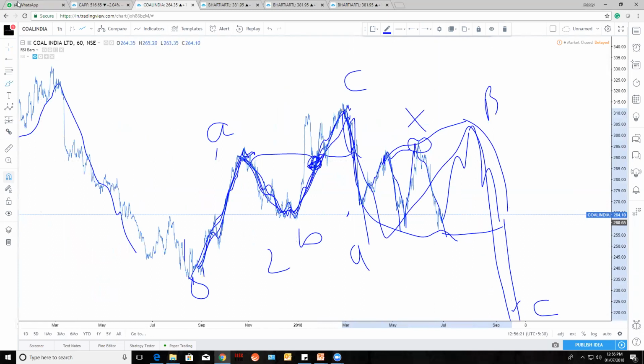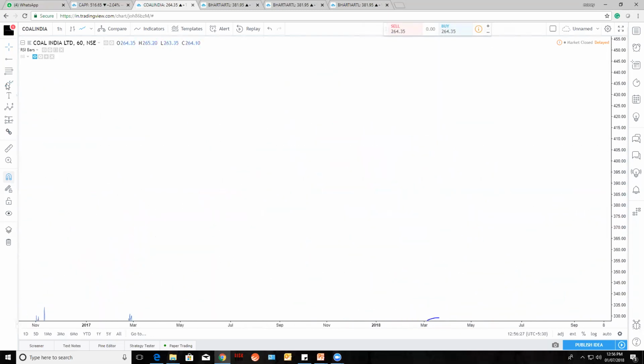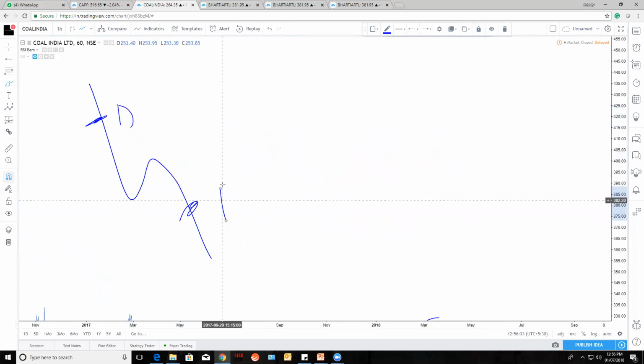Getting how the zigzag corrections are? Zigzag corrections are a simple ABC structure. A is an impulse, C is an impulse, or a diagonal. Got it? And we will see in the retracement how they count, like how much retracement it should be, once we finish with the Fibonacci. So I will tell you the Fibonacci ratios, how to apply in the corrective wave patterns. As of now, just understand the rules of zigzag.